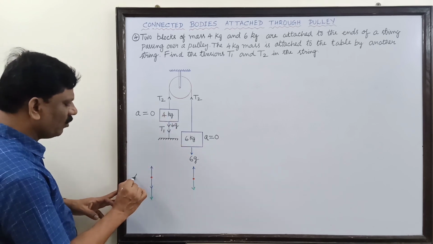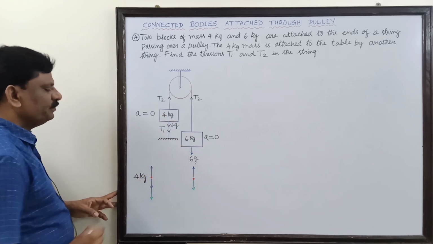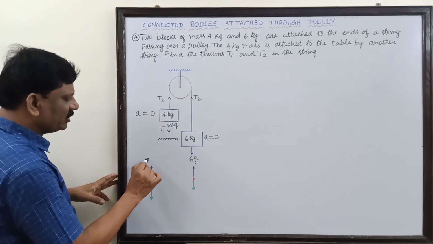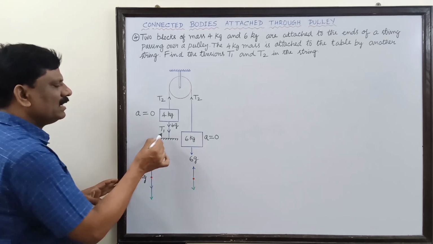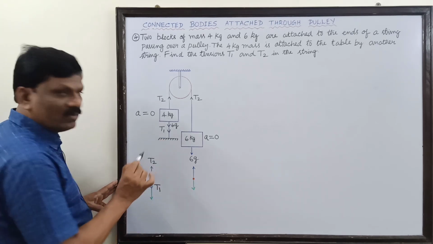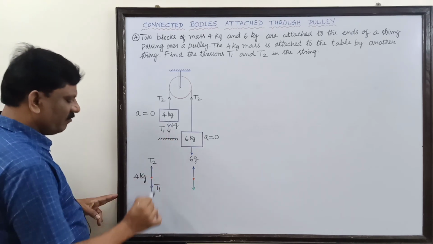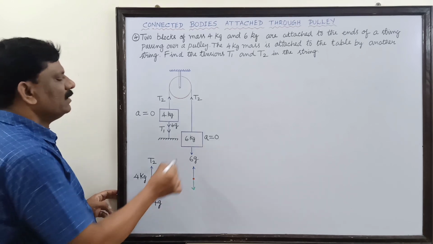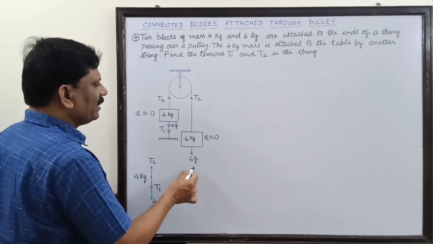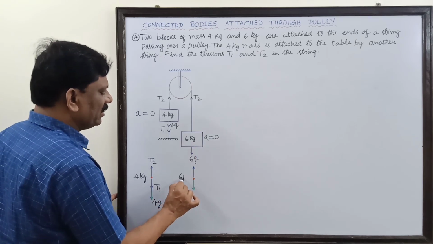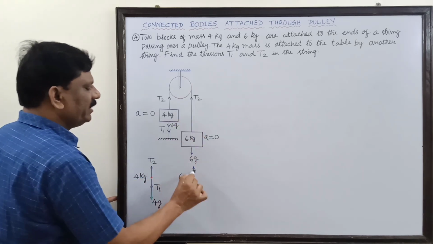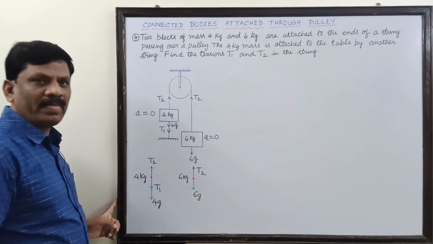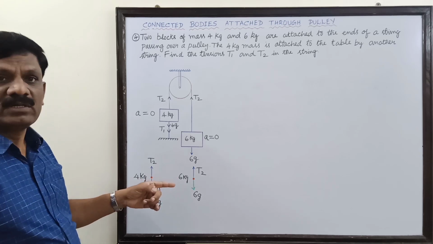So this is the 4 kg mass. On the 4 kg mass, you see that the tension T2 is upward and the tension T1 is downward, and its weight 4g is acting in the downward direction. Now the free body diagram for the 6 kg mass: tension T2 is upward and its weight 6g is downward. For both, acceleration is equal to 0.